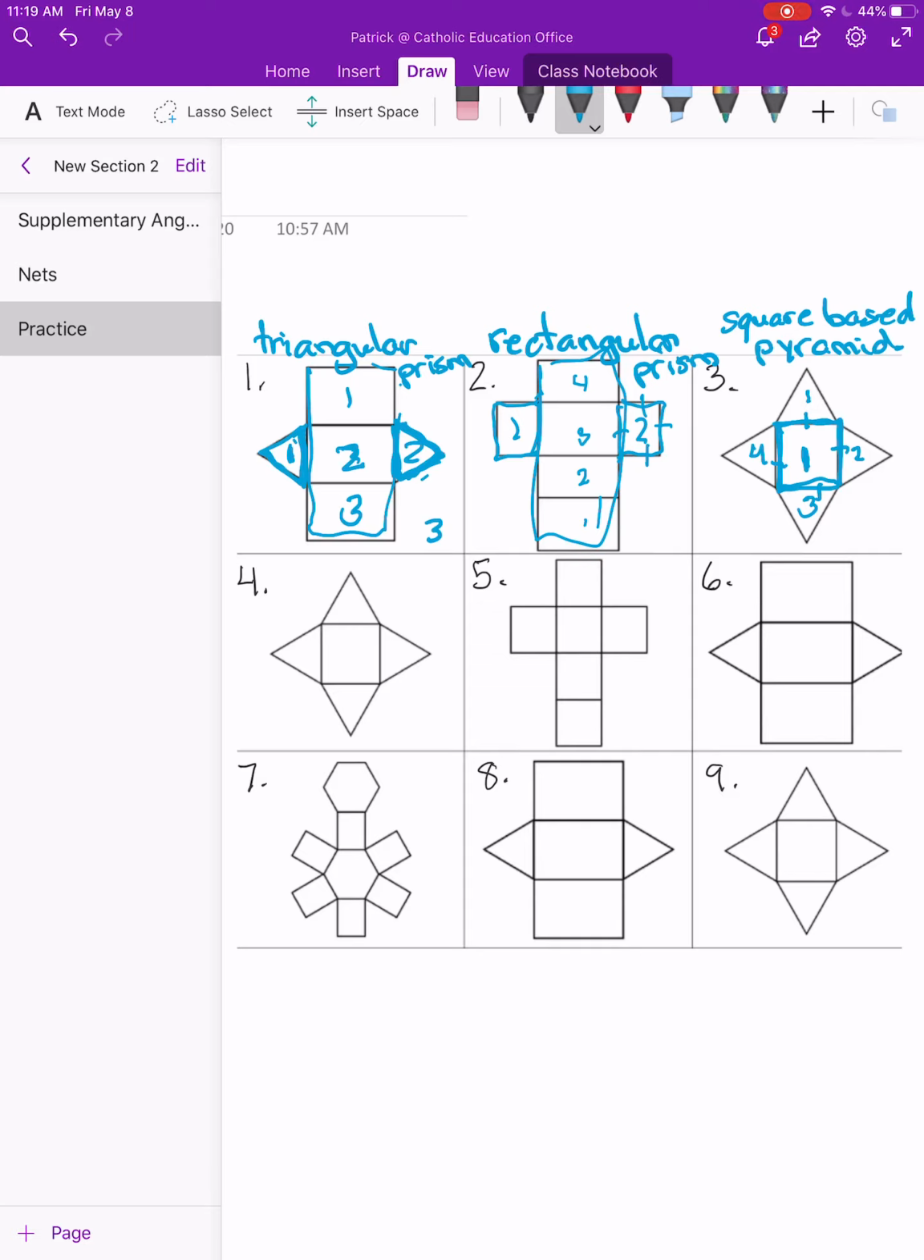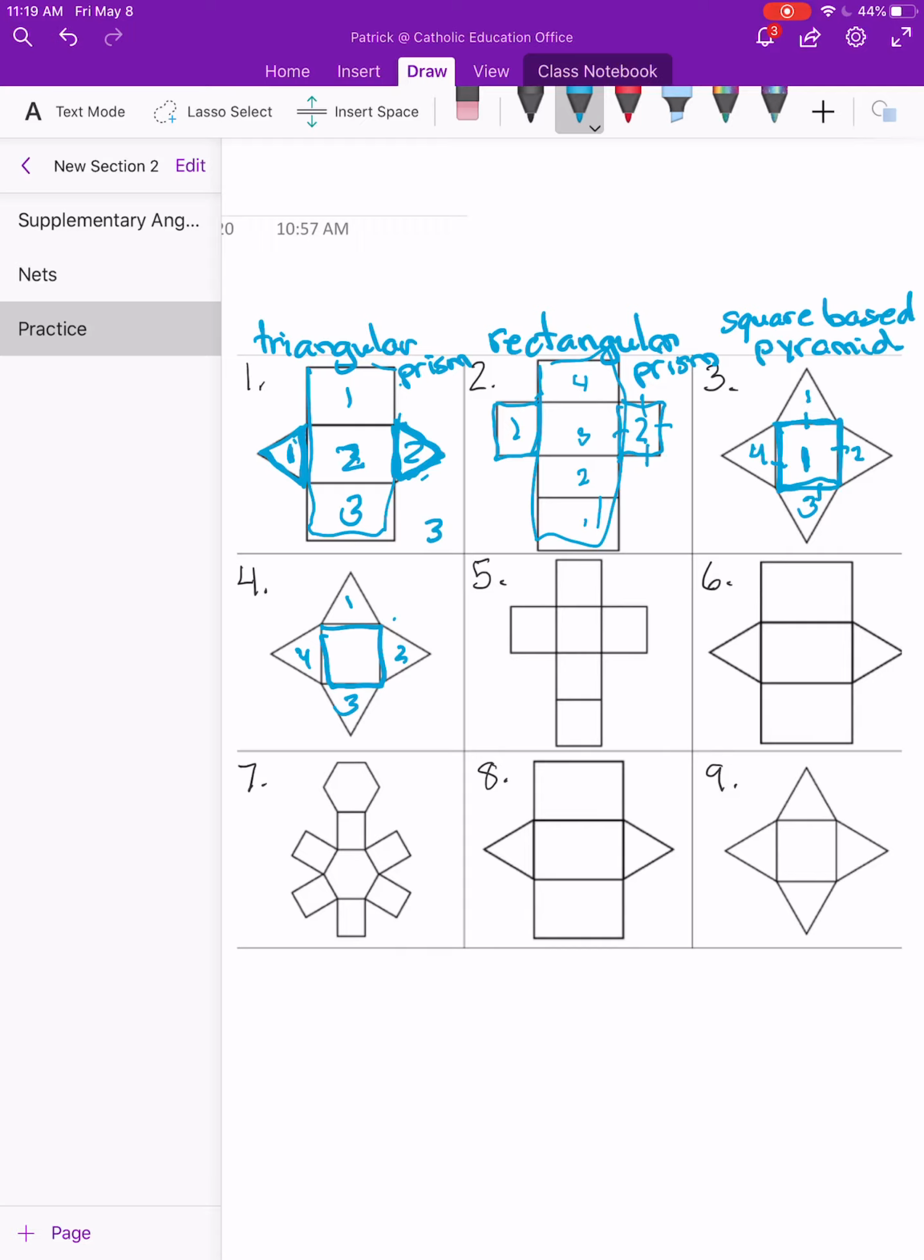All right, you're back. Well, hopefully you figured out that number 4 and number 3 are really the same. We've got the one base, and then we've got these sides that come up, 1, 2, 3, 4 triangles. Remember, one shape with lots of triangles, probably a pyramid. 2 shapes that are the same with lots of rectangles, probably a prism. Let's take a look at this next one.